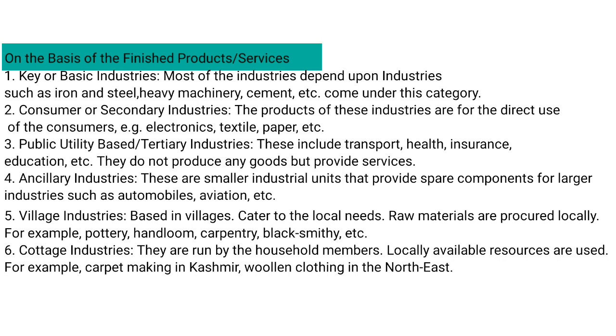Consumer or secondary industries: the finished products are directly utilized by the consumers, like paper and textile. Public utilities are those where finished products are not produced but services are rendered, for example public health, education. Ancillary industries means the support industries. For example, an automobile industry will not produce all the parts in the same industry. They will bring the parts and assemble them in that unit. The smaller industries which produce the smaller parts are known as support or ancillary industries.